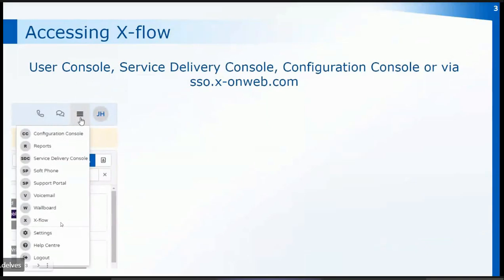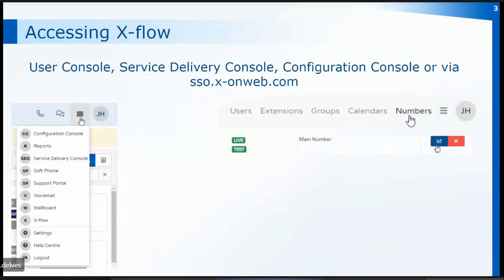If you're accessing the Xflow through the service delivery console, you'll need to navigate to the service delivery console and then to the numbers menu at the top of the screen. You can then select the Xflow from the numbers that are listed there. So usually you'll be looking at your main number call flow.